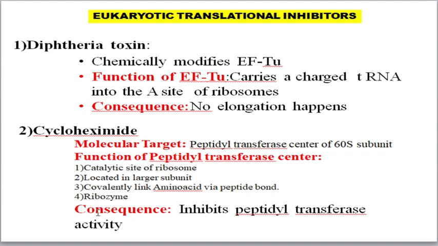This peptidyl transferase center is called the catalytic site of the ribosome, where they covalently add amino acids via peptide bonds. And what is the consequence if cycloheximide is present? They will inhibit the peptidyl transferase activity. As a result, the peptidyl transferase enzyme will become non-functional. As a result, what will happen? They cannot add amino acids. Even though amino acids are present around the cell, they will not be converted to protein.